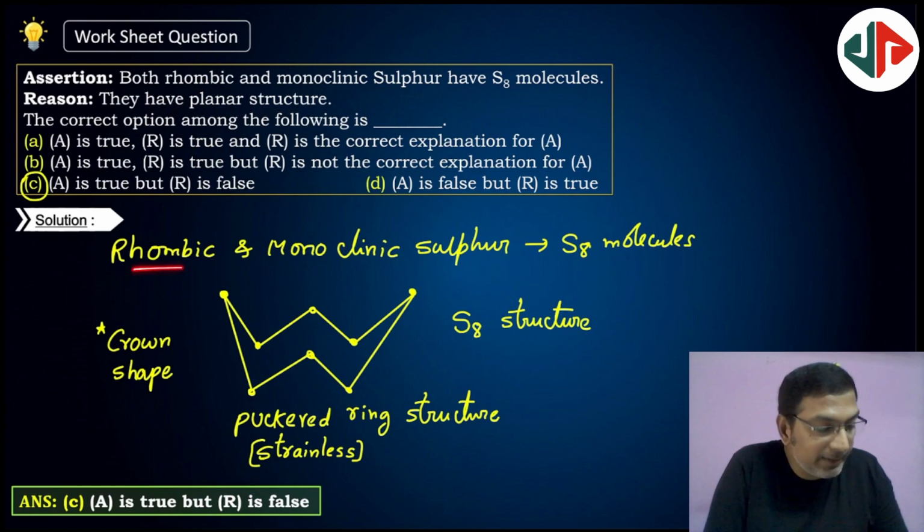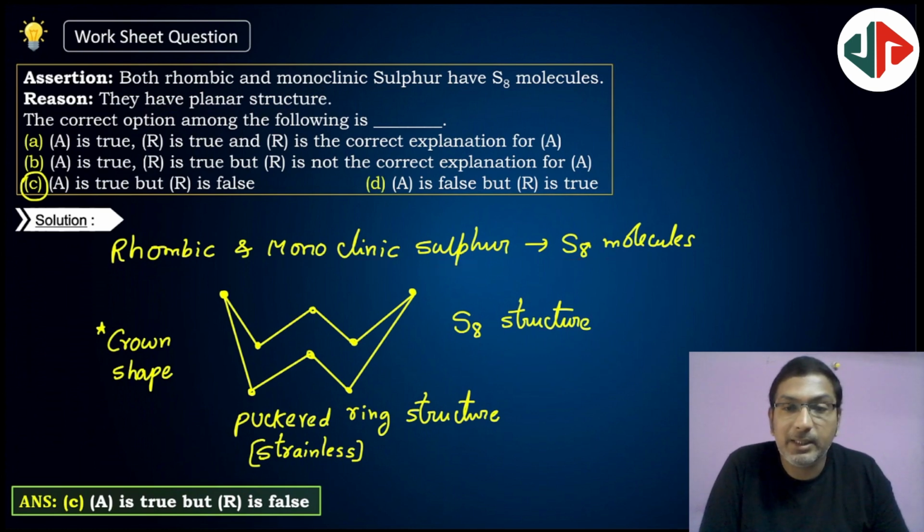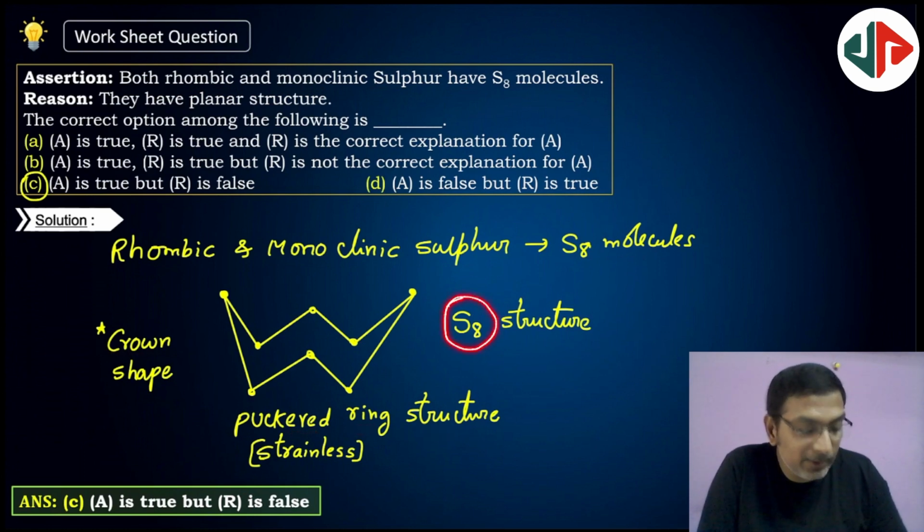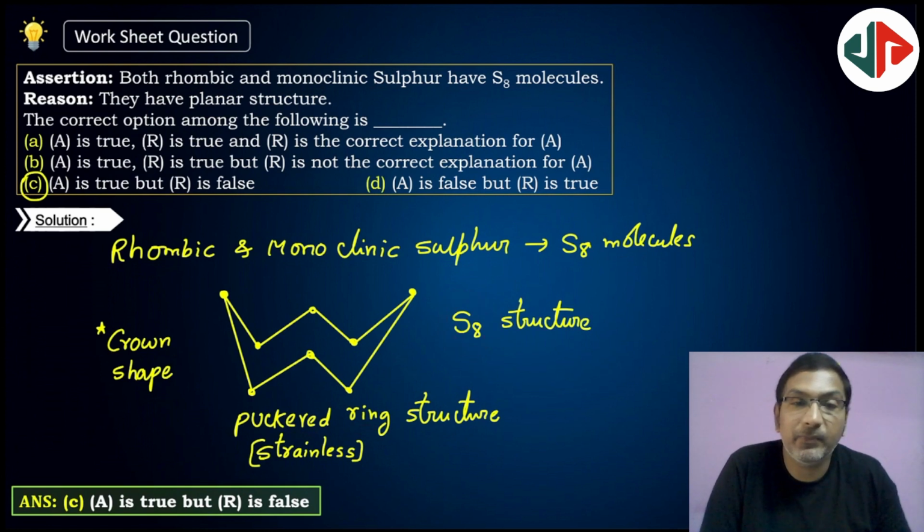See here, rhombic sulfur and monoclinic sulfurs are having the same S8 molecules, octaatomic, but the shape is cone shape, not planar, cone shape, which is a puckered ring structure. Here puckered means stainless. So the S8 molecule structure will be cone shape, which is a puckered ring structure, that is a stainless ring, highly stable. Therefore assertion correct, reason incorrect. Option C.